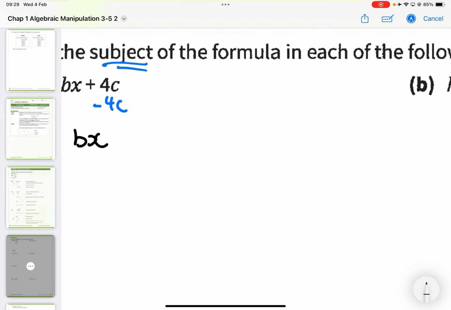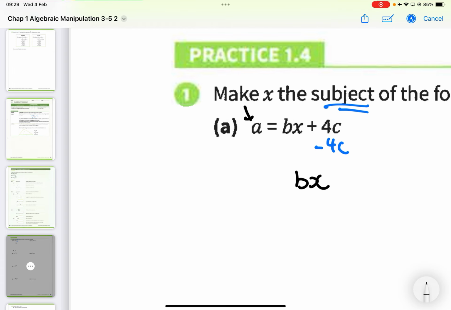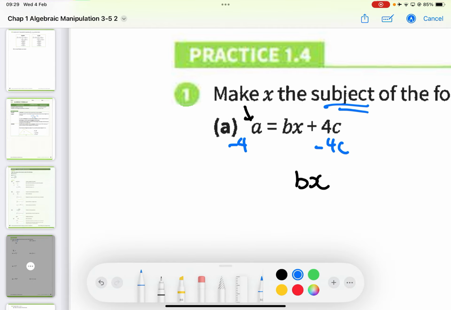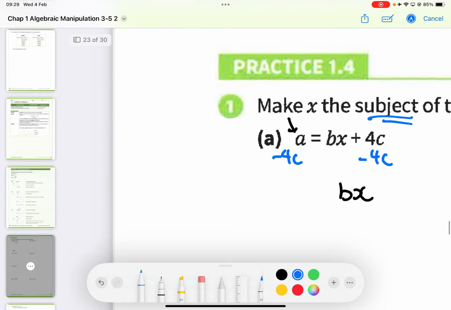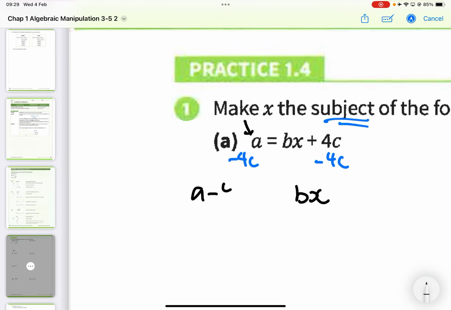Okay? But because what I begin with, left and right are the same, if I want to minus 4C on the right, I must do the same thing on the left. So if I only look at the left, my left will end up as A minus 4C. So the flow of my equation is left hand side continues, comes down to be the left hand side. Right hand side continues, comes down to be the right hand side.